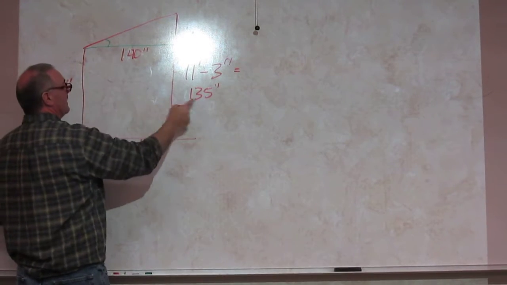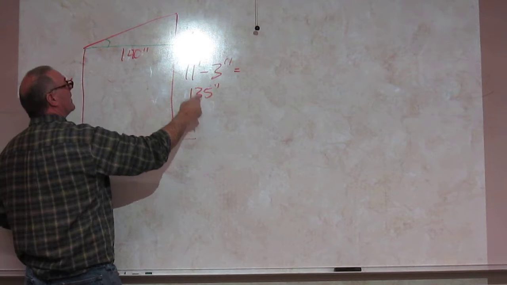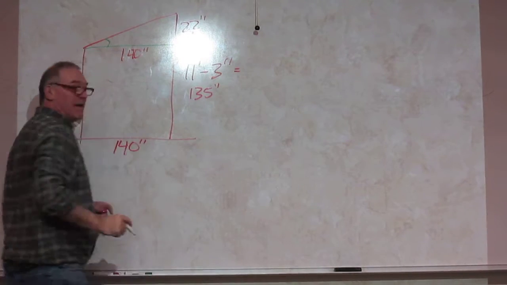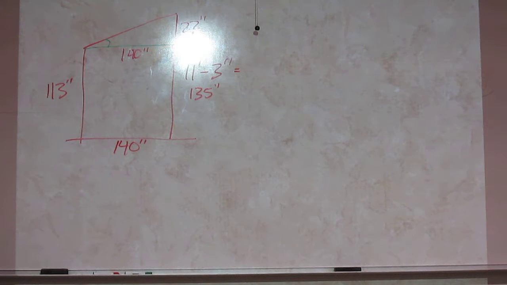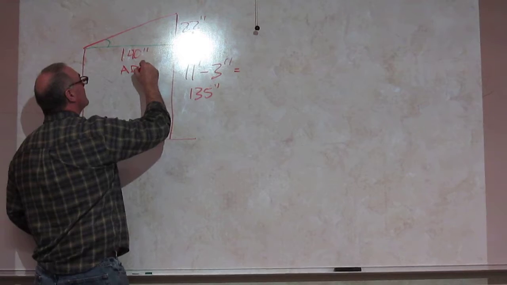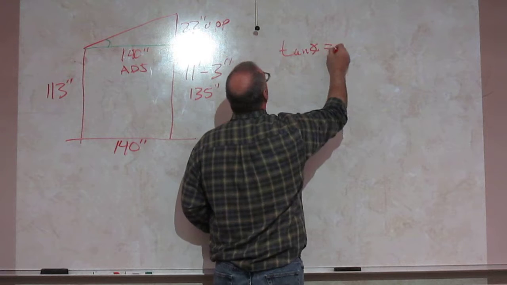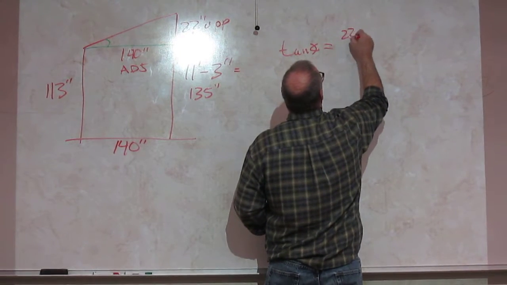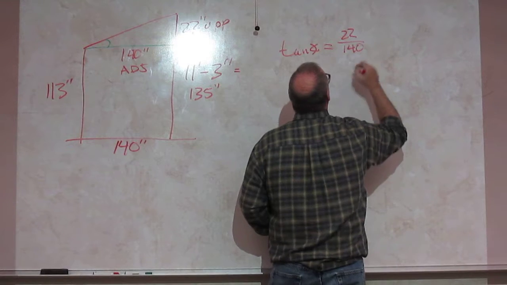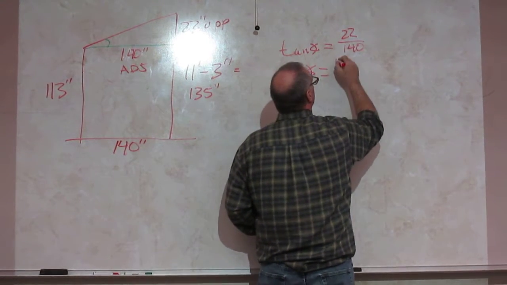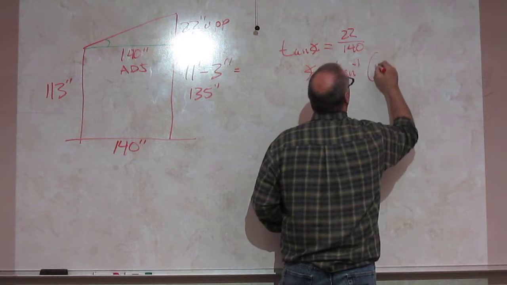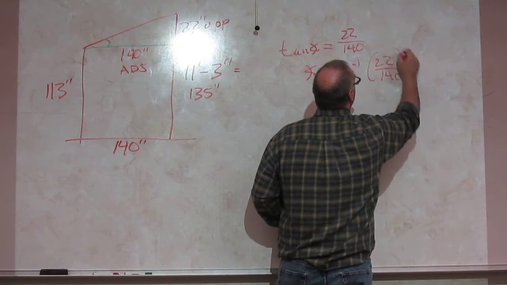Yes. 132 plus 10 would be 142, 22. Please, somebody check my math. 22. Okay. Now, can you calculate that angle? Adjacent, opposite, that's tangent. Tangent of some angle is equal to 22 over 140. Or the angle is equal to tangent to the minus 1 of 22 divided by 140.